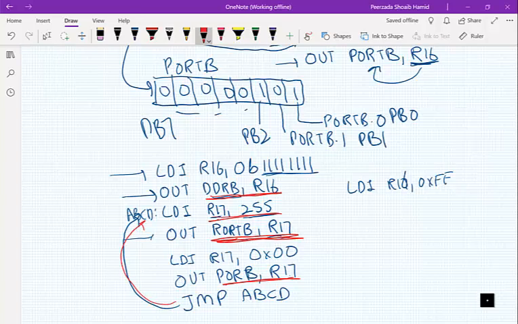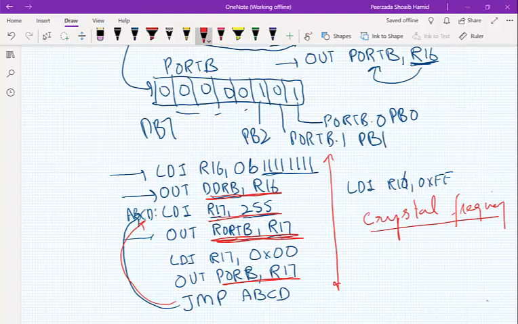But there's a catch in this whole program. How fast or how quickly will this LED blink? For how much time will it be on, and for how much time will it be off? That will actually depend on a couple of factors. One of them is the crystal frequency that's attached to the AVR microcontroller.